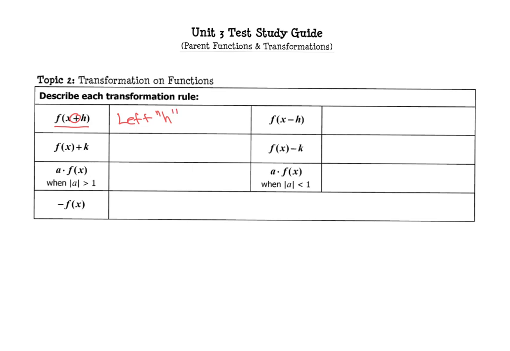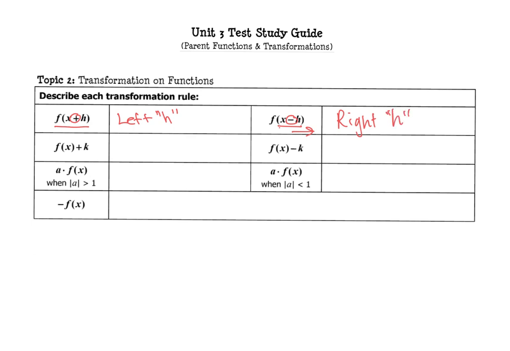So x's do opposite. Now moving to the right here, we have f of x minus h. Again, because it's inside the bars or parentheses with the x value, it has to be left or right. But minus means to shift our function or our vertex to the right. So we would say right h spaces.